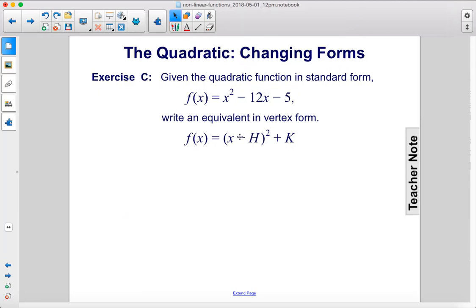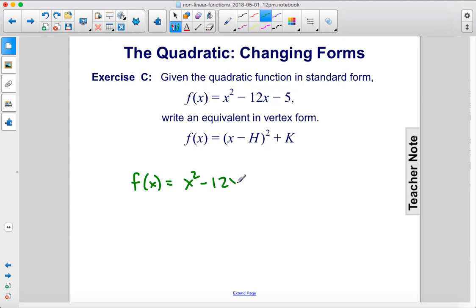Exercise C. Given the quadratic function in standard form, f of x equals x squared minus 12x minus 5, write an equivalent in vertex form. Alright, so we're going to complete the square on the right side. So we have x squared minus 12x. Then we are going to add something. Then we're going to subtract 5, and then we're going to subtract that same amount that we're adding in, so that the overall expression remains the same.